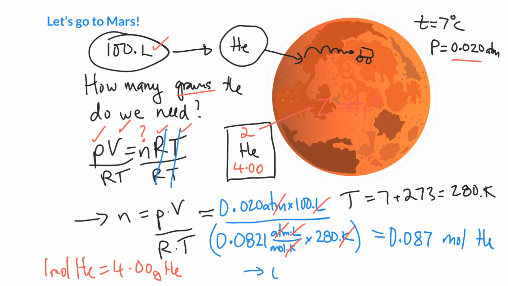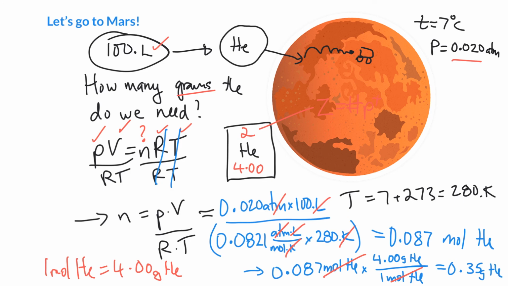Our last part of the problem is changing moles into grams, so 0.087 moles of helium, and we multiply by our factor. We want the grams on the top, and the moles that need to cancel go to the bottom. So moles of helium cancel, and we can just type that in on our calculator. To two significant figures, I get 0.35 grams of helium. So hardly any helium at all would blow up to a giant 100-liter size balloon on Mars. So pretty awesome.